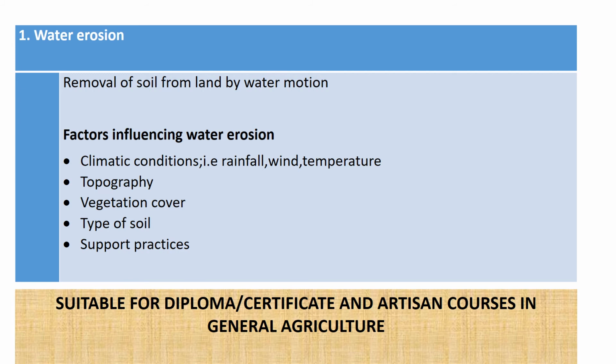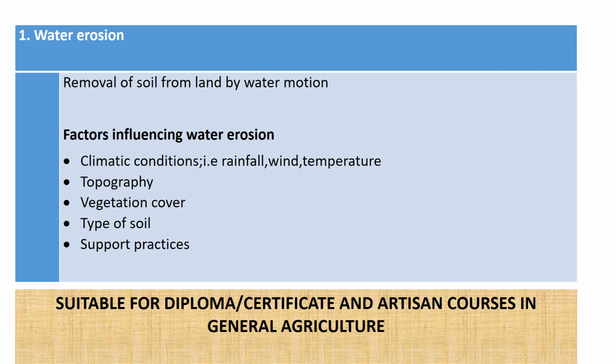Then we have the vegetation cover. When the land is bare, or rather there is no vegetation present on that particular land, and water erosion is happening, you realize that the rate of soil erosion will increase at an increasing rate. Hence, water erosion is inversely proportional to the amount of vegetation cover on that particular land. When the vegetation cover is less, that means the rate of water erosion will be high.